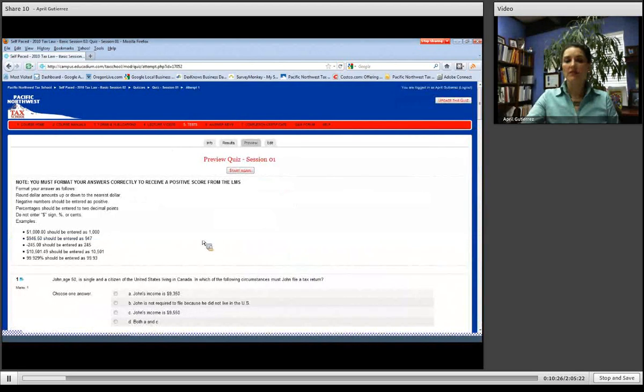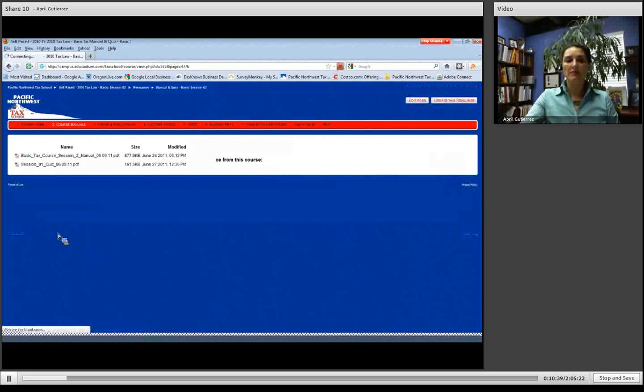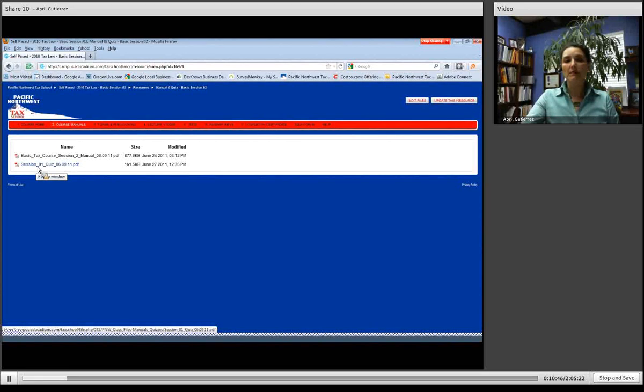Of course, there is the Session 1 quiz. If you prefer to take your quiz on paper before you take it in the LMS, that's perfectly fine. And you can print a paper copy of this test from the Course Manuals tab. Right in the same place that you went to print the Session 2 manual, right underneath that is the Session 1 quiz. So if you'd like to print a paper copy ahead of time, that is where you can do it.